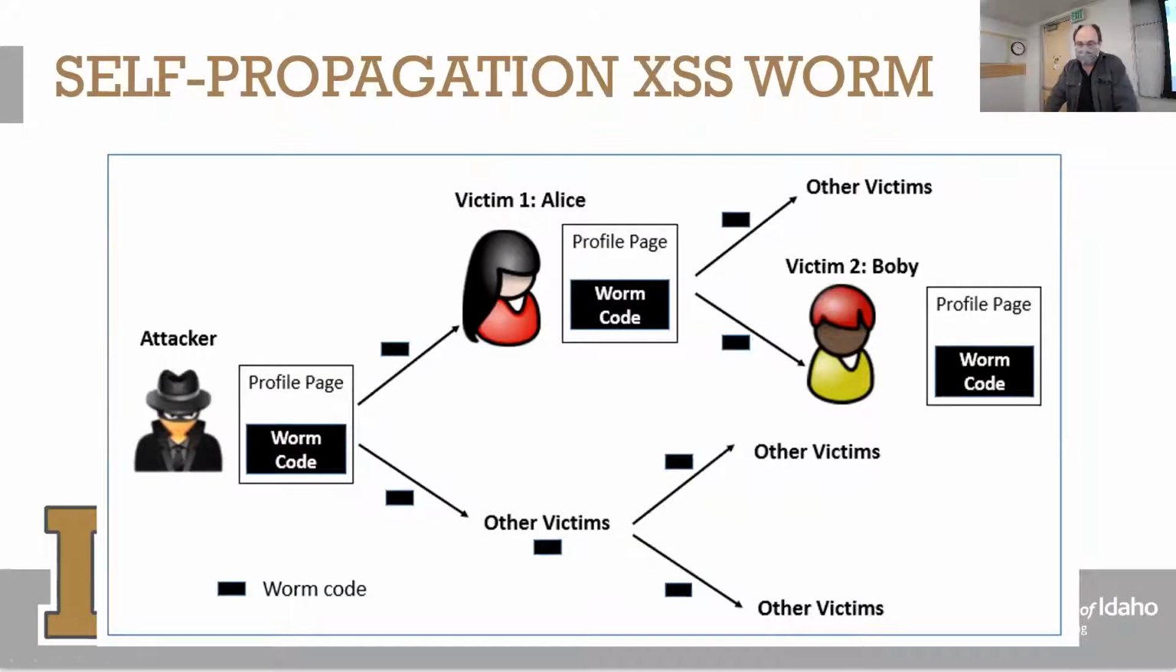You know, because it was a self-propagating worm. The worm code was read here, put on Alice's page, and then when Bobby saw her profile, it was put on Bobby's page, et cetera, et cetera.